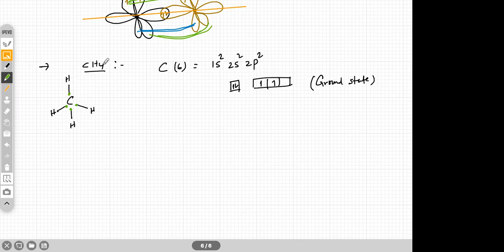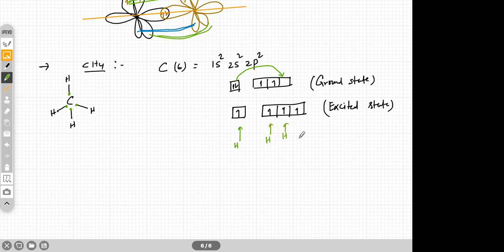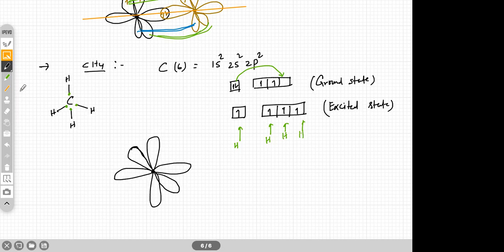So what happens to make bonds with the 4 hydrogen atoms? This electron jumps into the vacant orbital, and this we call the excited state of carbon, which is required for bonding with hydrogen atoms. 1, 2, and 3. This is the excited state here. Right? And all these orbitals, which have 1, 1 electron, hydrogen overlaps with these 4 orbitals and forms the bond. Okay, so if I draw this structure, we have 2p orbitals, and we have the 2s orbital. Suppose the s orbital is this. All these orbitals have how many electrons? 1, 1 electron.